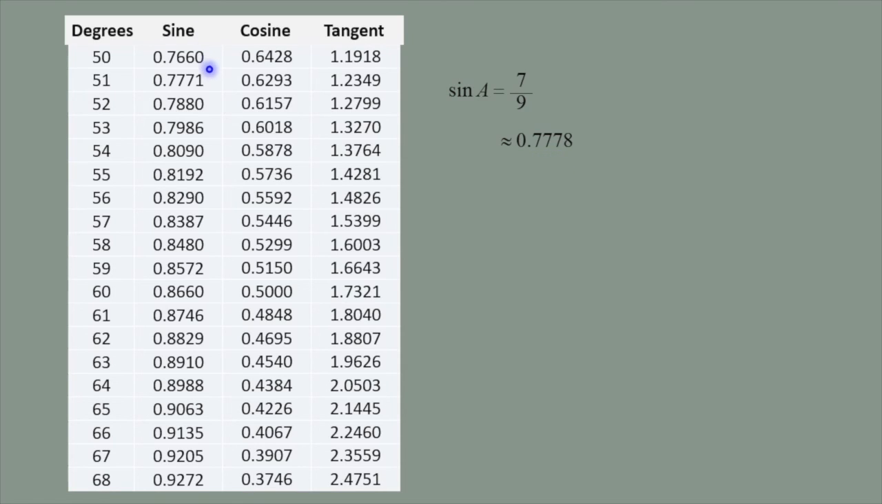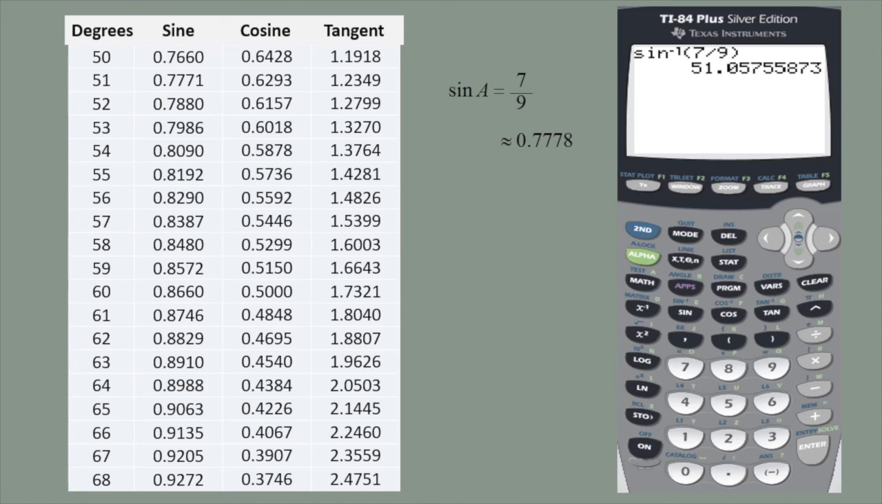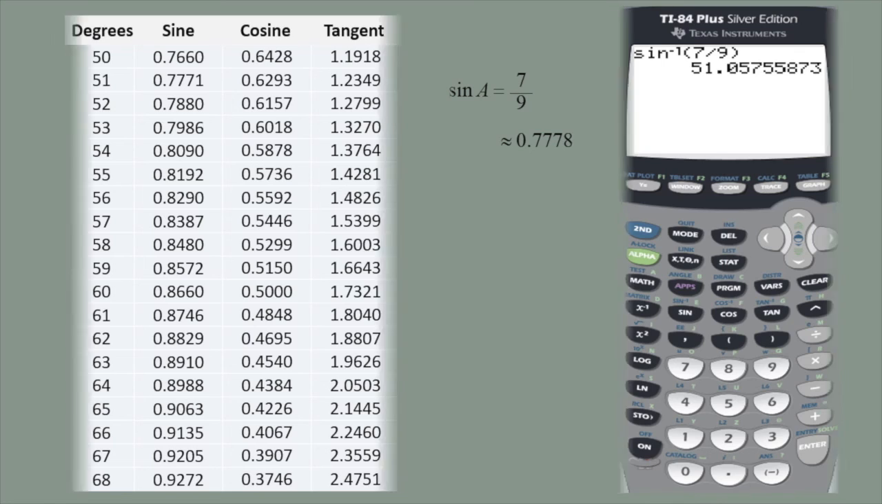Looking that value up in the sine column, we see that it falls between the second and the third entries. So the angle must be between 51 and 52 degrees. We'll use a calculator to get a more precise answer. We use the inverse sine function, which takes the ratio as the input and returns the angle as the output. So the inverse sine of 7 over 9 is approximately 51.1 degrees, and that matches what we found in our table. Let's go back to our example.